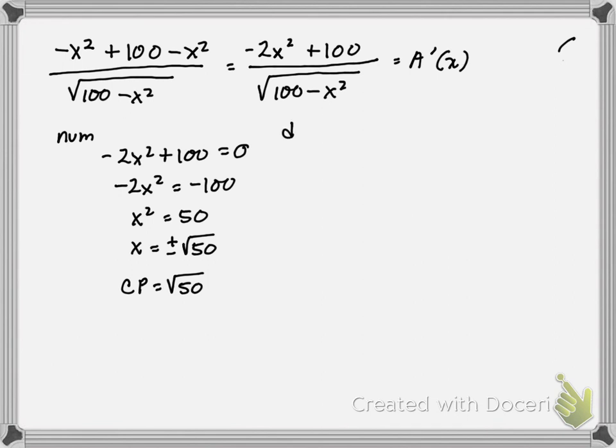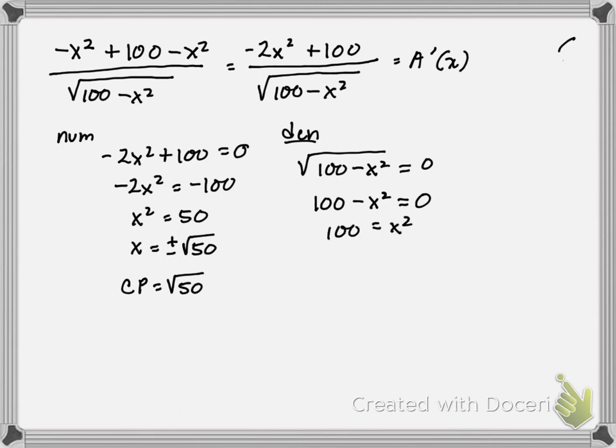Okay, let's look at the denominator. The denominator, we're going to take the square root of 100 minus x squared, set that equal to 0. I'm going to square both sides, so I'm going to get 100 minus x squared equals 0 squared, which is just 0. And then 100 equals x squared. Take the square root of both sides, so I get plus or minus square root of 100 equals x. So once again, I'm only going to take the positive value because the negative one doesn't make sense. So x equals 10. So now I have another critical point, x equals 10.